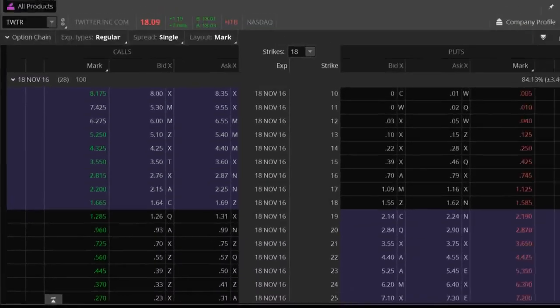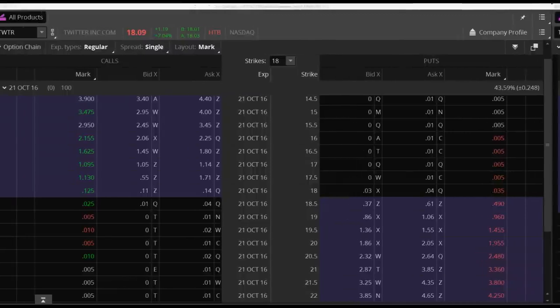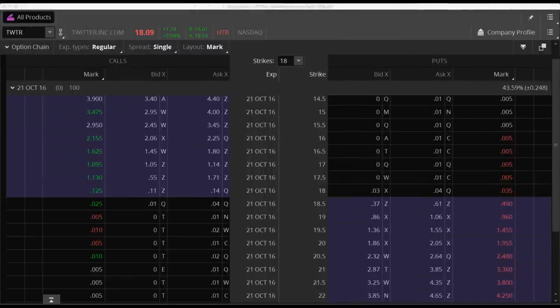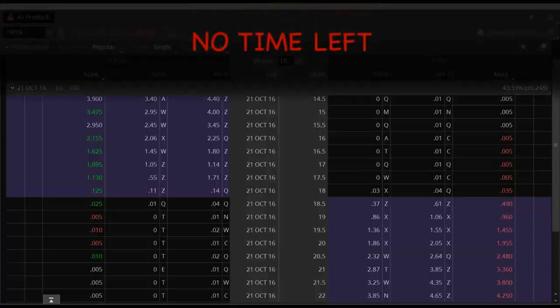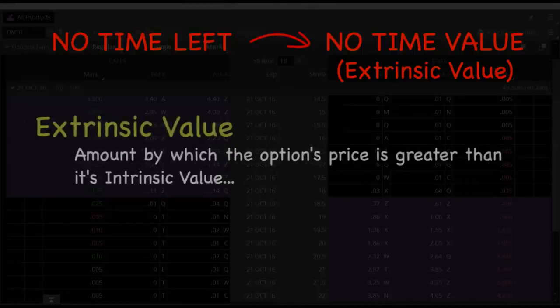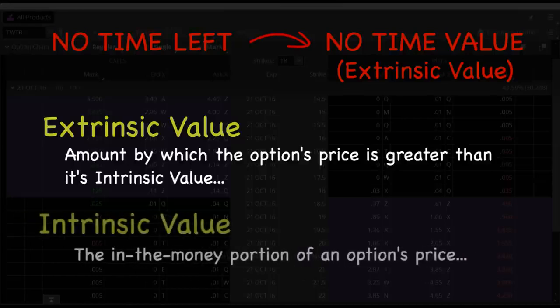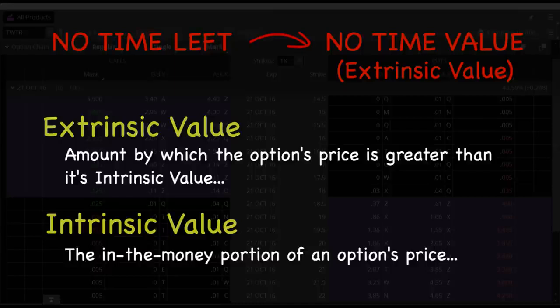Now, you see the prices of these options with 28 days to expiration. Again, let's take a look at what these option prices will look like with 0 days to expiration. All of these out-of-the-money options are worthless, and the in-the-money options are worth the difference between the stock price and the strike price. This is because since there is no time left, there is no time value left on these options. This is also referred to as extrinsic value. Extrinsic value refers to the amount by which an option's price is greater than the intrinsic value, and intrinsic value refers to the in-the-money portion of that option's price.